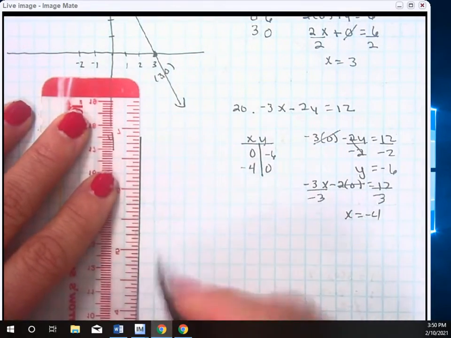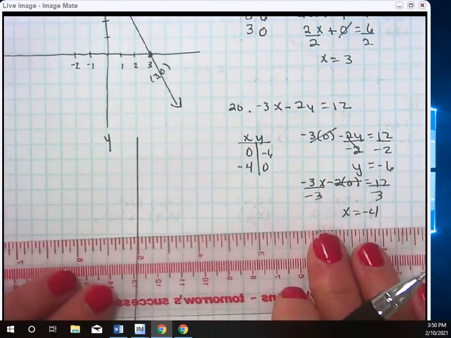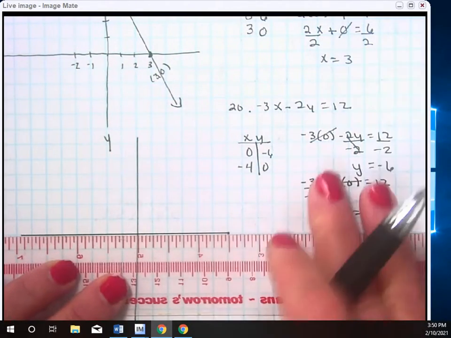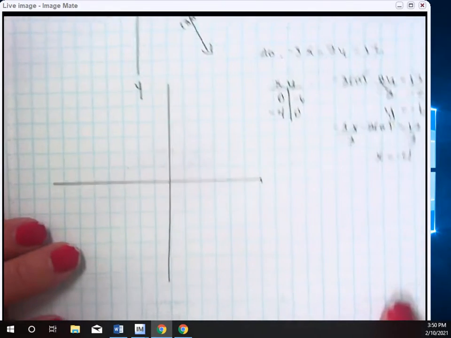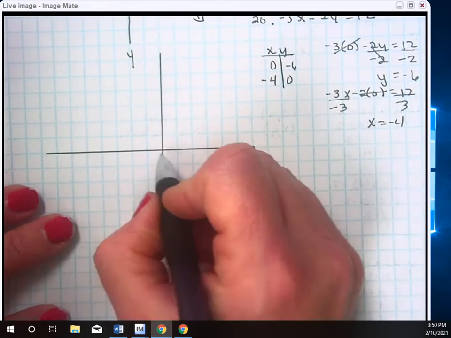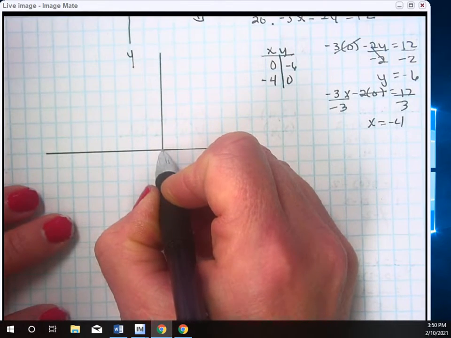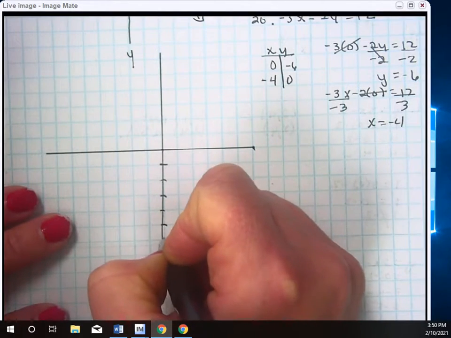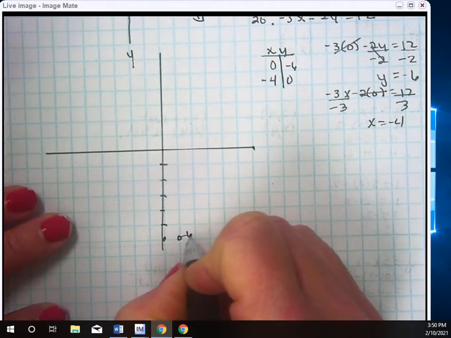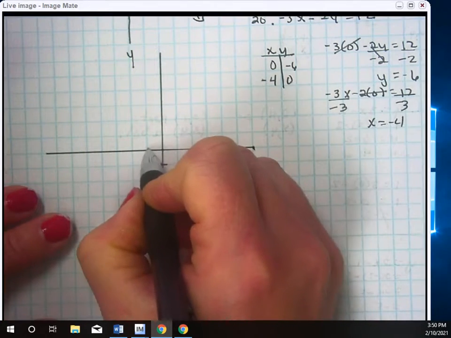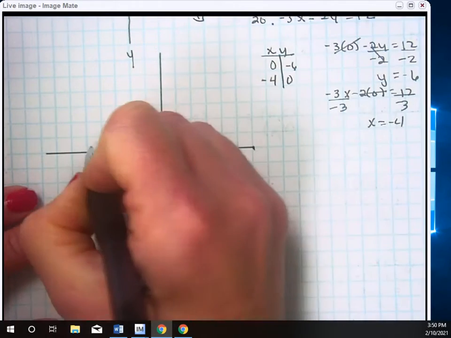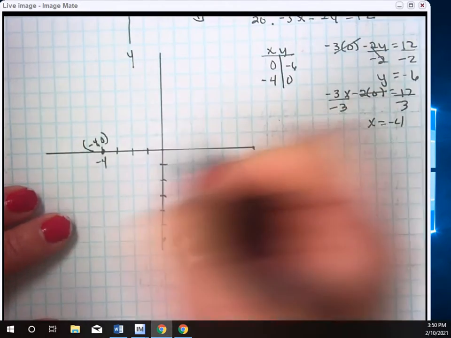Drawing my y-axis, my x-axis with the lines on the graphing paper makes it neat. (0, negative 6). 0 means I do not go right or left, and now I go down 6. 1, 2, 3, 4, 5, 6. Put a dot, label the point. Negative 4 means I go left. 1, 2, 3, 4. There's negative 4. Here's my point, (negative 4, 0).